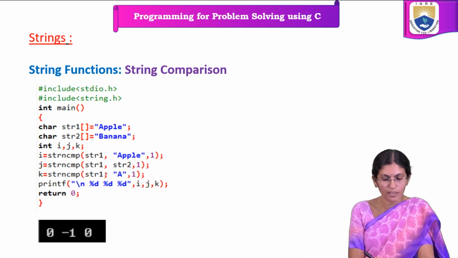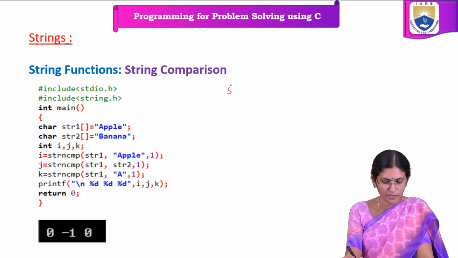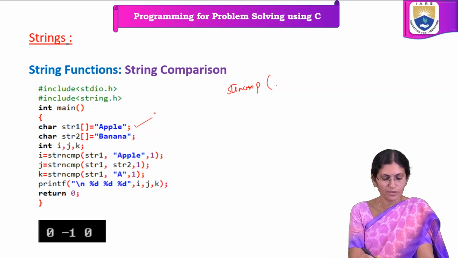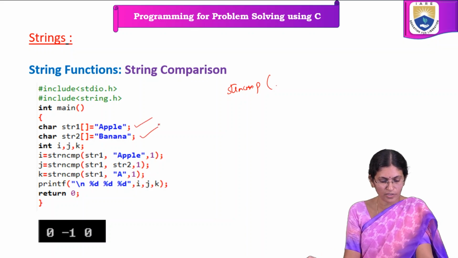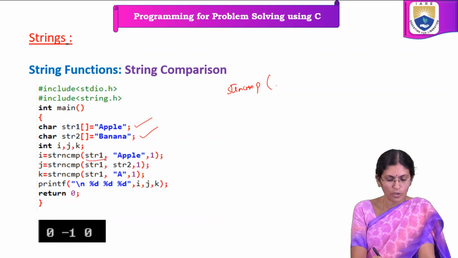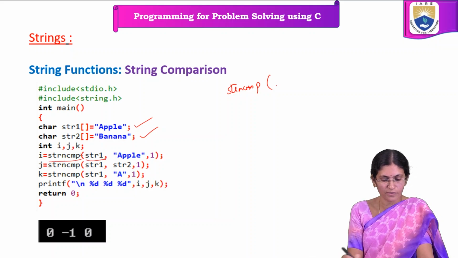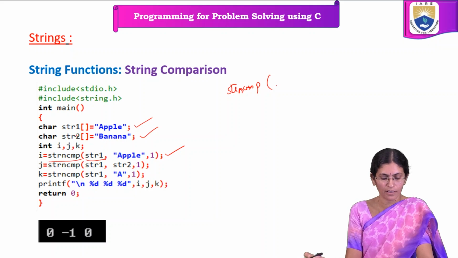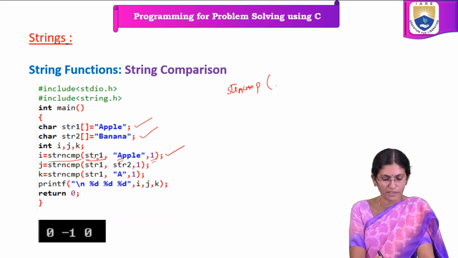Next, another program to illustrate the use of strncmp. We have the first string str1 as apple, and another string str2 as banana. With the help of strncmp, we can compare the first n characters of str2 with str1. So strncmp with str1, apple, comma 1, means only the first character is compared with str1. Both are the same, therefore it will return 0.